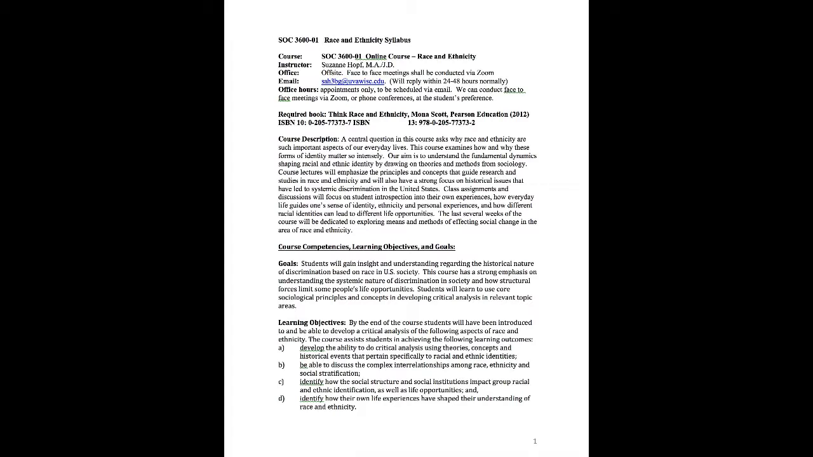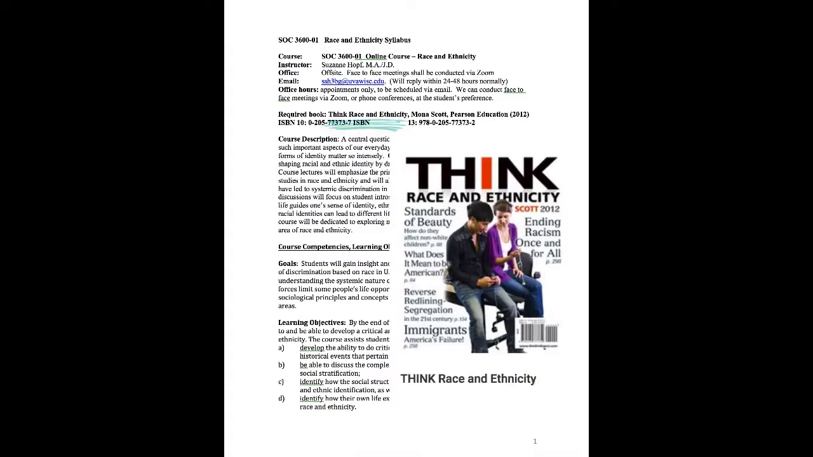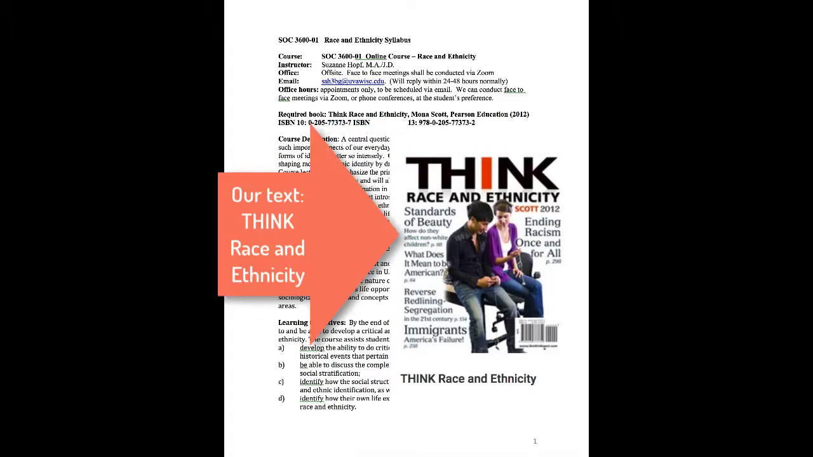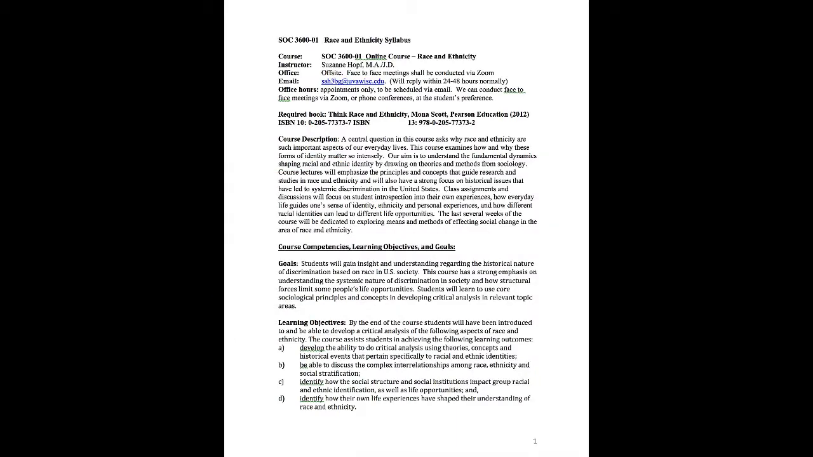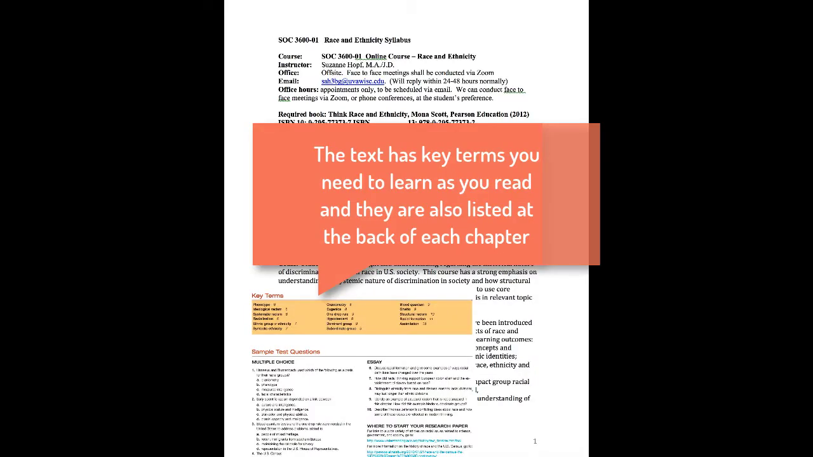We do have a required textbook. It's called Think Race and Ethnicity. It's available as an e-text or as a hard copy. It is a required book, and there's going to be a lot of symmetry between the lecture and what's in the book. There are also going to be some things that you're expected to know from the text, such as key terms and concepts, and you'll need the text to review that.